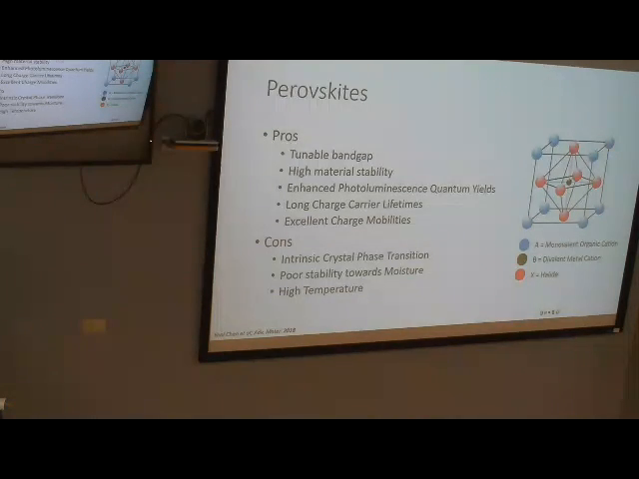So yeah, for a lot of this I already mentioned it, but here is the general structure for a perovskite. We have an outside cube face. That's usually a monovalent organic cation.